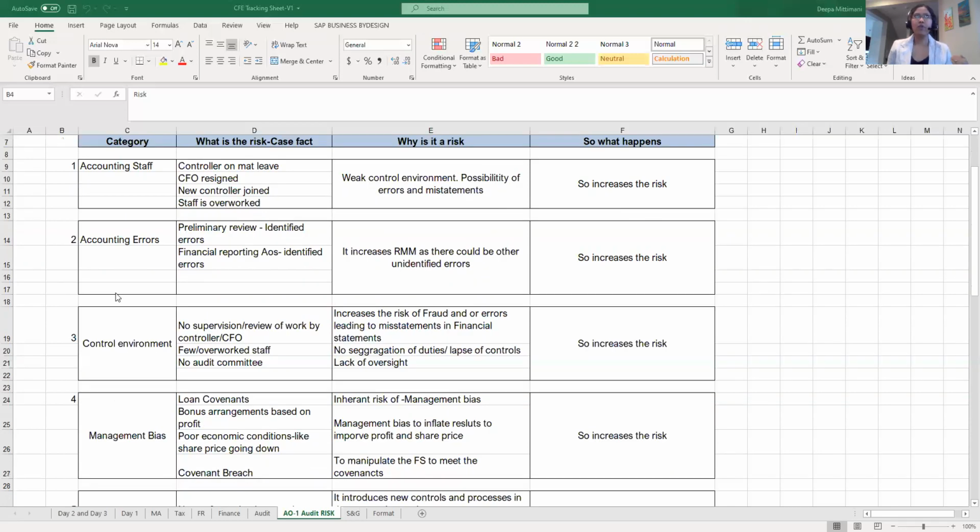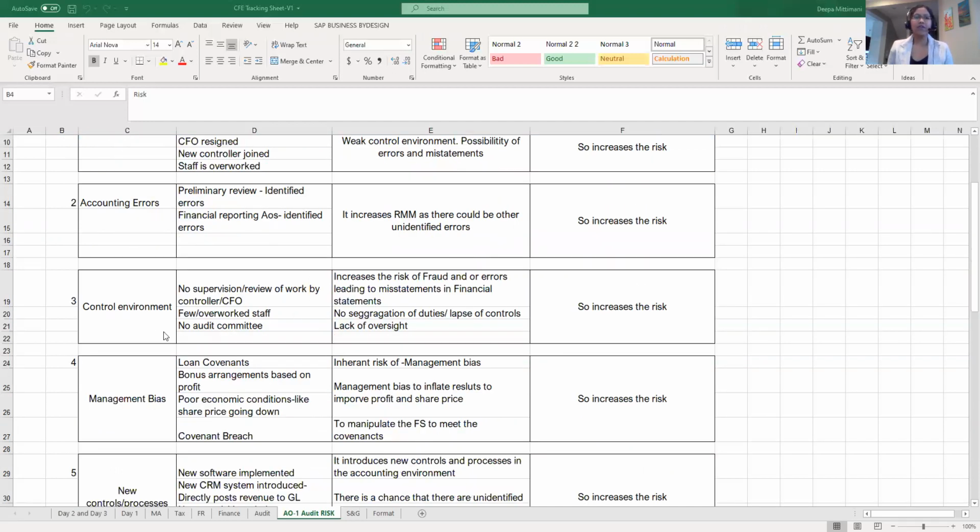Similarly, the second point is from your financial reporting errors. In the financial reporting AOs, you must have identified some errors. So club them here, saying that these were the identified errors, and there is a possibility that there could be other unidentified errors as well. That is why it increases the risk.